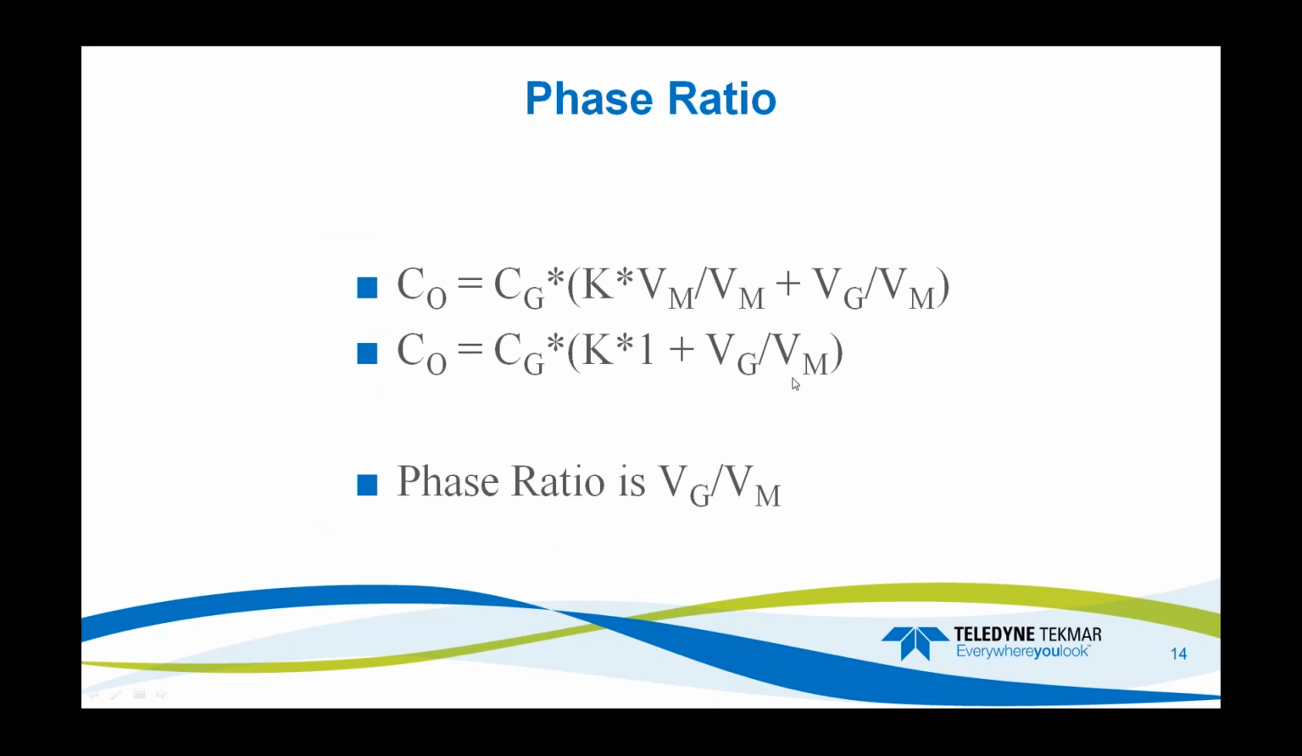plus the phase ratio. We define the phase ratio as the volume of the gas over the volume of the matrix. This is an interesting concept, and by changing that phase ratio, we can actually increase our detection limits.